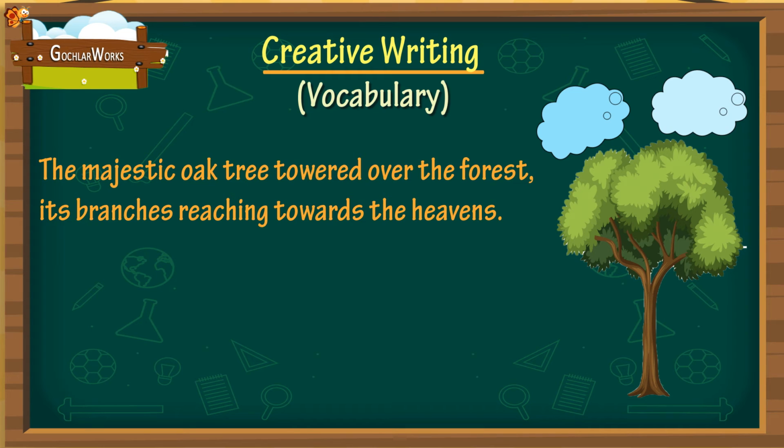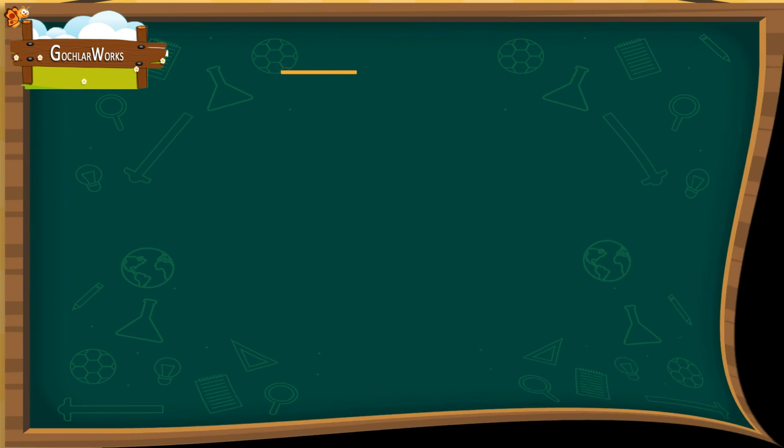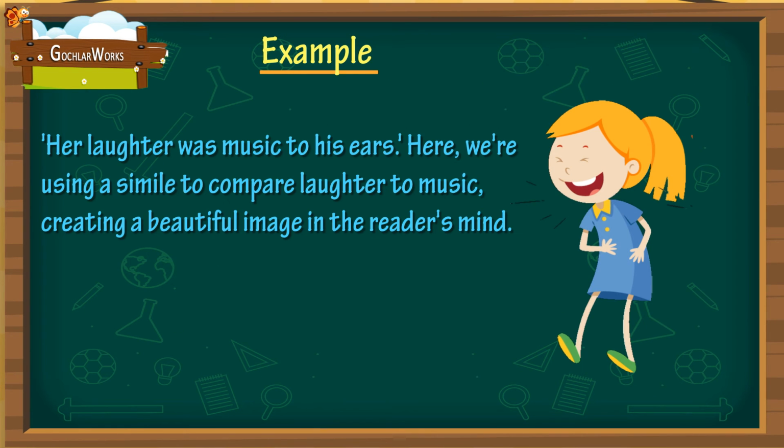Lastly, creative writing encourages you to experiment with literary devices, which add a touch of artistry to your writing. Let's look at an example. "Her laughter was music to his ears." Here, we are using a simile to compare laughter to music, creating a beautiful image in the reader's mind.